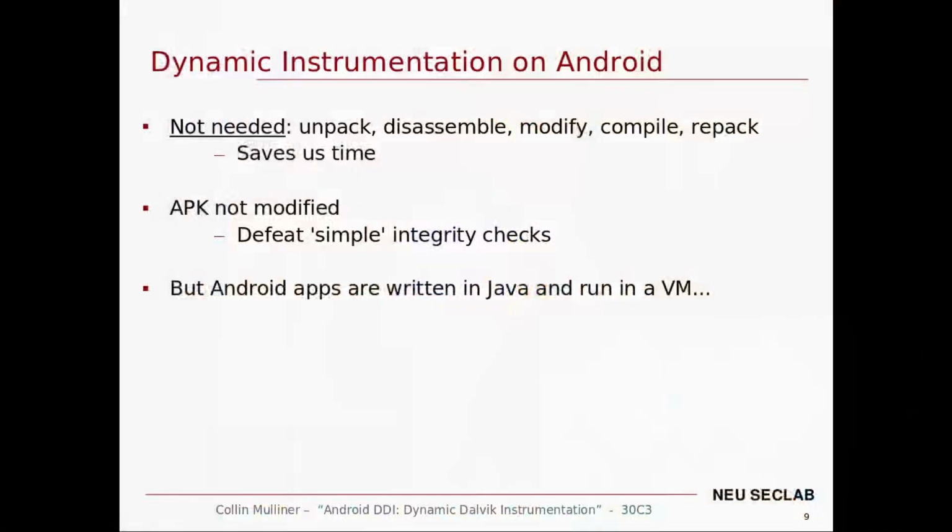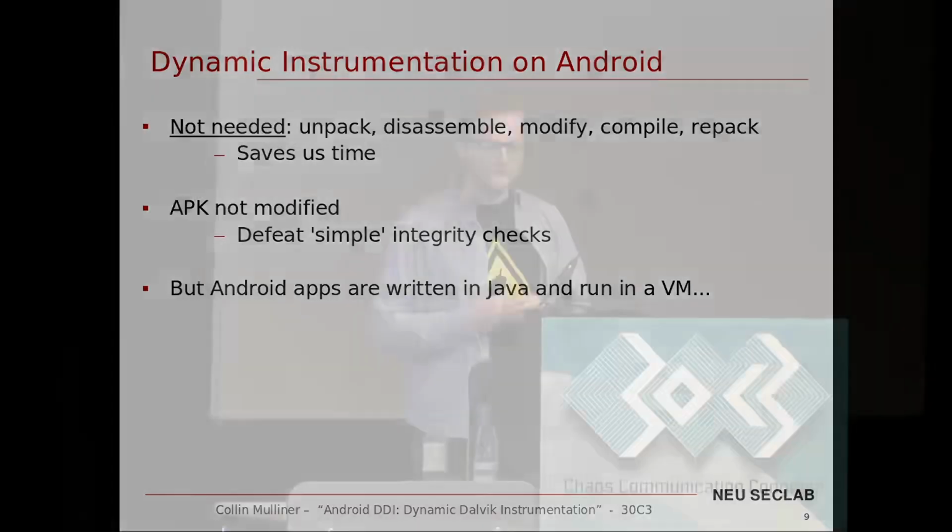What are some of the basic advantages of doing dynamic instrumentation on Android? One of the main advantages is that you don't need to unpack, disassemble, modify, compile, and repack. You don't have to do all this, so you save a lot of time. Also, you don't need to modify the target APK, so simple integrity checks still work. Or if you have an application that is signed with higher privileges, like the platform signature, you cannot repackage it without modifying or killing that signature.